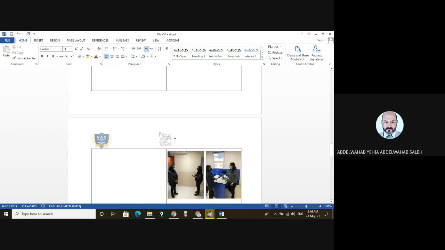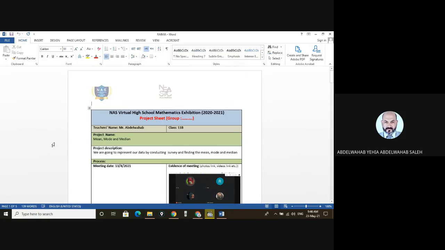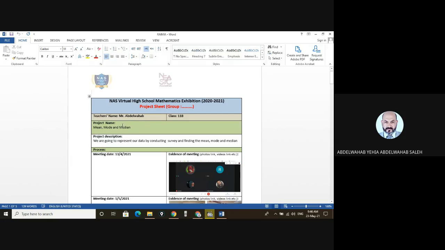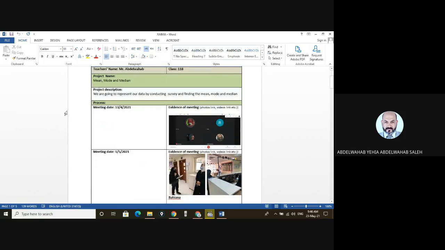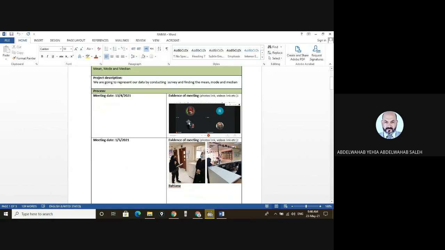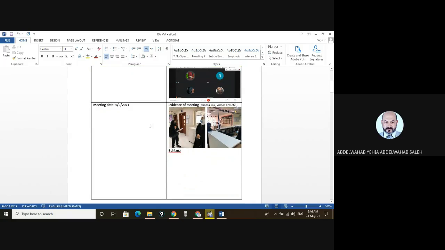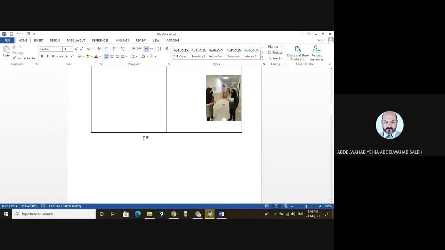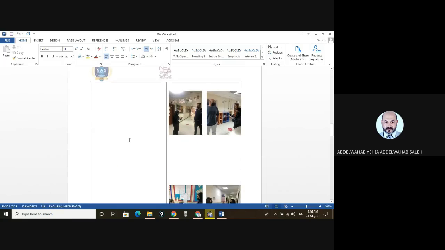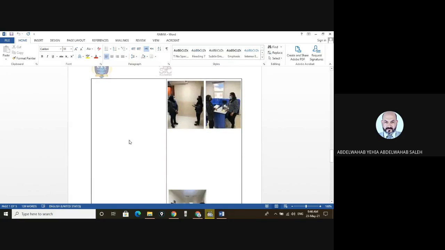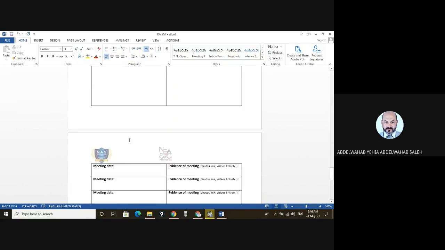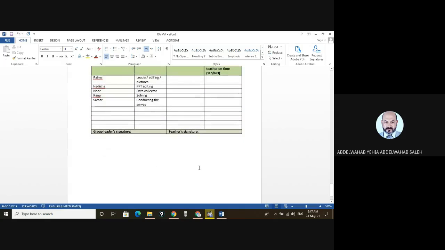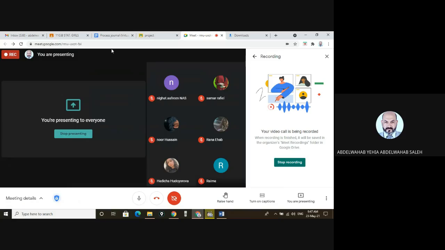Okay, let us start with your steps one by one. First of all, here your teacher is Mr. Abdul Wahab, and the product name is mean and mode and median. The project description, and just sample that. The first meeting and the evidence of this, and then the data or collecting data with the teachers here or the surveyor. And second here also the same. Okay, thank you, Samar and Raima's group for the first one.